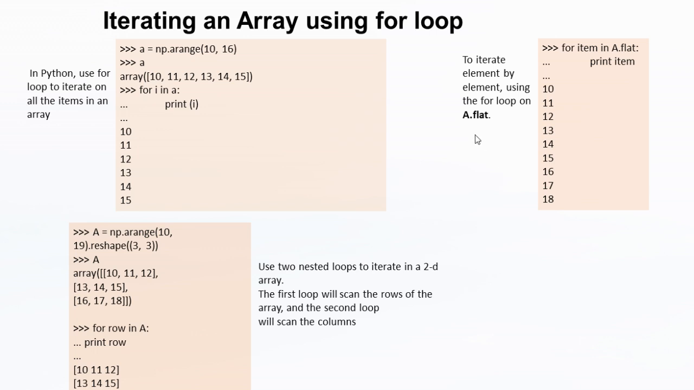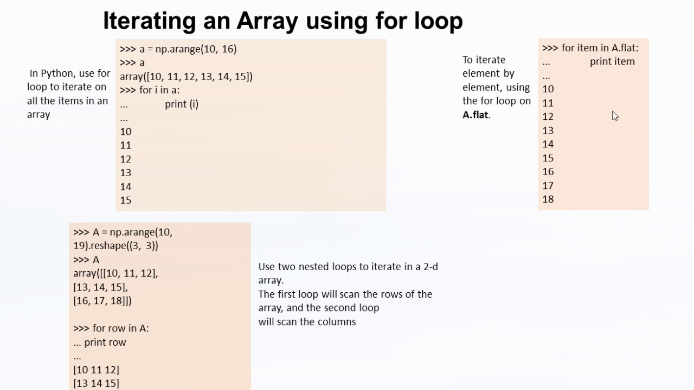So suppose we want to iterate through an array. We have learned so far how we can create an array. If I want to iterate or access the elements of the array, the typical way is to use the for loop. Here is a one-dimensional array that we have created using the arange function, and to iterate through it, it's a simple for loop. Take any variable, let's say i, in a, followed by a colon, and then give print i. This will print all the elements in the array.